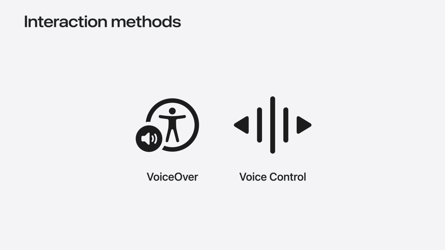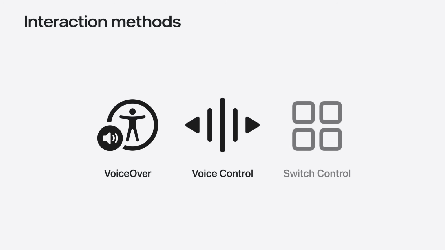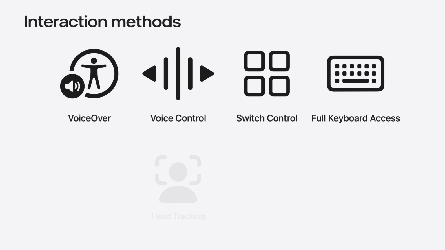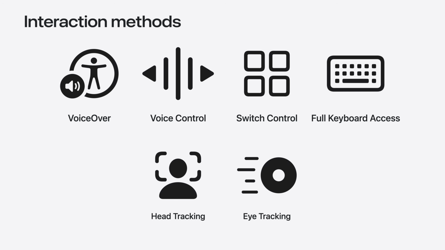VoiceOver and voice control are the 2 alternate interaction methods with accessibility nutrition labels. But there are several other ways that people may interact with your app. With switch control, people can use a button, joystick, game controller, or even mouth sounds and face and hand gestures to control their devices. People can connect a hardware keyboard to iPhone, iPad, Apple Vision Pro, or Mac to fully navigate their device with full keyboard access. And with head tracking and eye tracking, people can control a cursor on their screen by moving only their head or eyes.